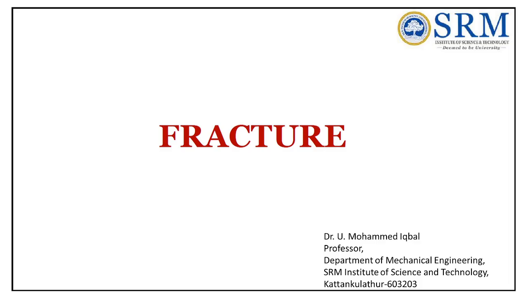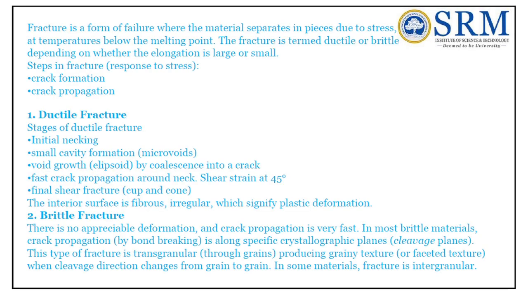Welcome again. In today's session we are going to discuss the fracture of metals. So what is fracture? Fracture is a form of failure where the material separates into pieces due to stress at temperature below the melting point. So the fracture is termed ductile or brittle depending on whether the elongation is large or small.